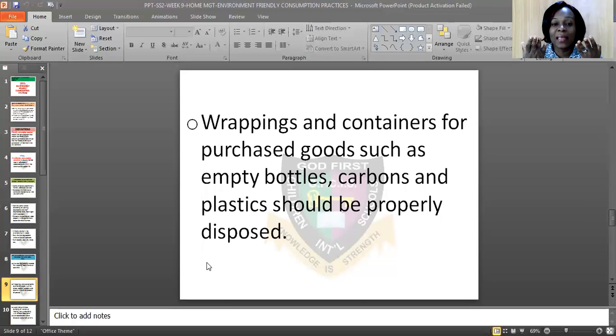Carbons and plastics should be properly disposed. That means you need to dispose these bottles very, very properly. Are you getting me? You dispose them very, very properly so that they can be used for recycling. Is that taken? Because a situation whereby you use them and you do not sort them according to type, just like as I told you, it is nylon, you put them aside, paper, rags, and so on and so forth. You separate them according to type.